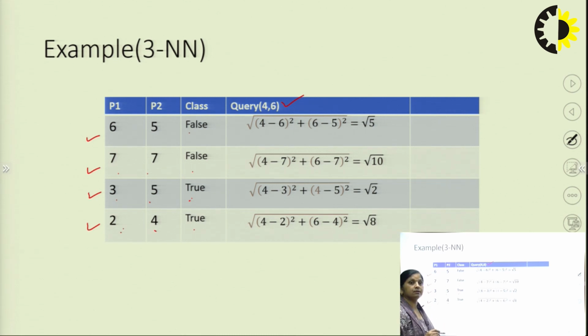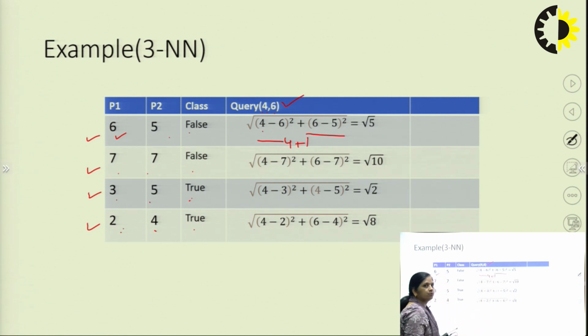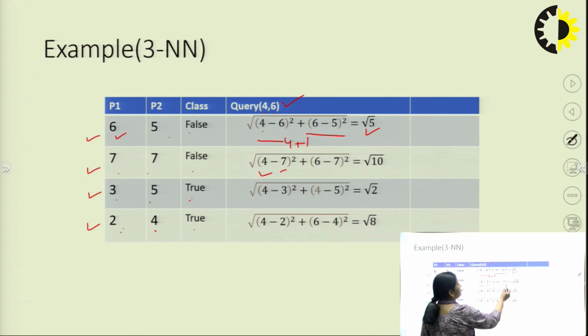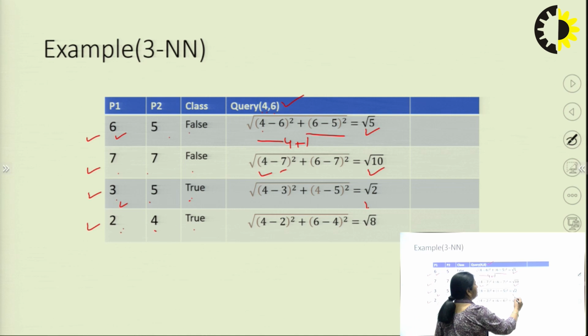I have 4 instances, and from these 4 instances I need to find the 3 nearest neighbor instances. So with (4, 6), I will apply the Euclidean distance: (4 minus 6) whole square plus (6 minus 5) whole square. So I get 2 squared is 4 plus 1 squared is 1, so the answer is root 5. So the Euclidean distance of the query (4, 6) from the first instance (6, 5) is root 5. Same way, with (7, 7), we get (4 minus 7) square plus (6 minus 7) square, and the answer is root 10. With the third instance, we get the distance as root 2.